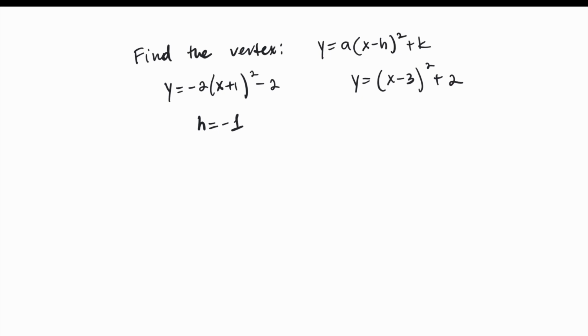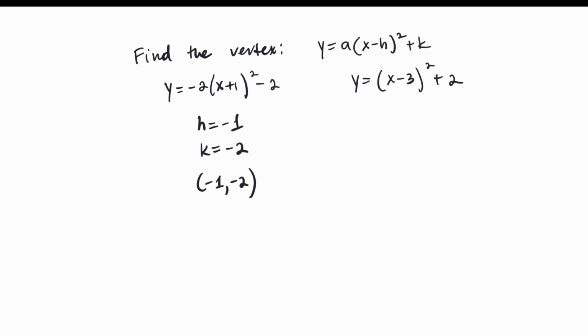The k here is the straightforward sign, negative 2. If you see minus 2, k is negative 2. And that's it. You're done. You found the vertex. The vertex is at the point (negative 1, negative 2). That's your turning point of the parabola. That's where that parabola will start.